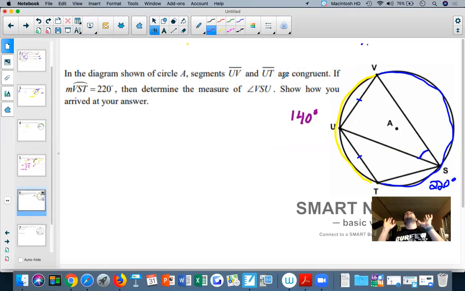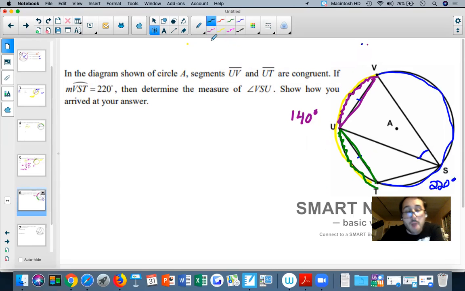Now think back to the last set of practice problems. I believe it was the last question that you learned that congruent chords intersect congruent arcs. So do you see how this chord intersects this arc? And do you see that this chord, which is congruent to the other chord that I just marked up, intersects this arc?